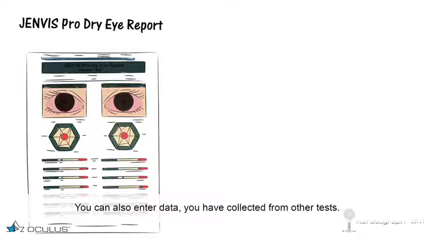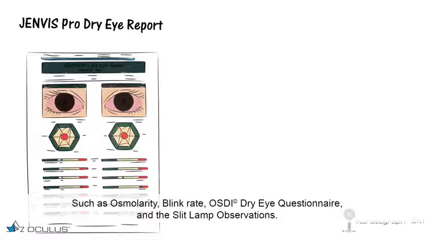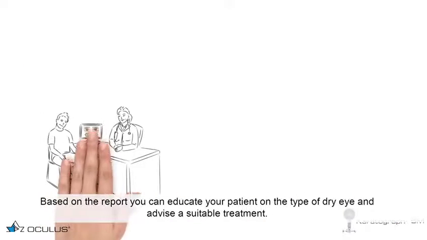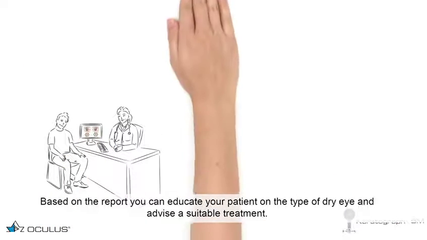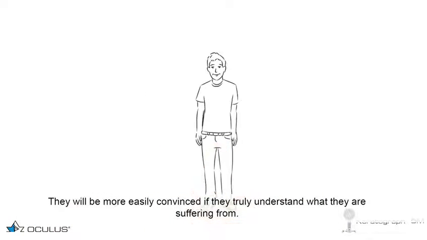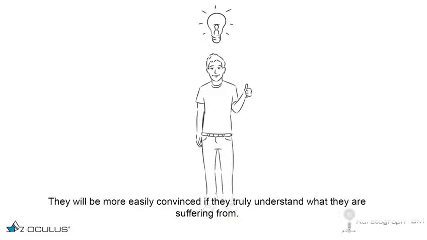You can also enter data you have collected from other tests, such as osmolarity, blink rate, OSDI dry eye questionnaire, and the slit lamp observations. Based on the report, you can educate your patient on their type of dry eye and advise a suitable treatment. They will be more easily convinced if they truly understand what they are suffering from.